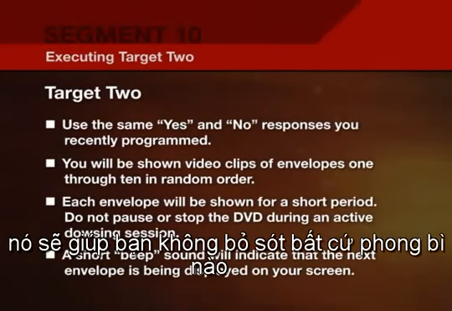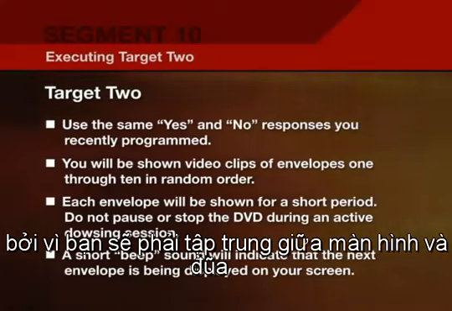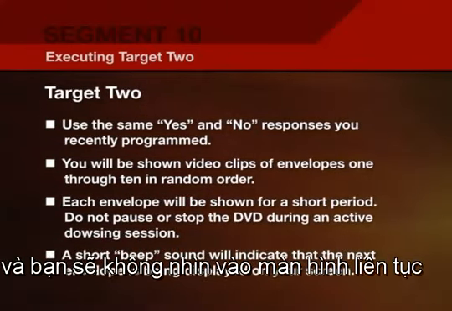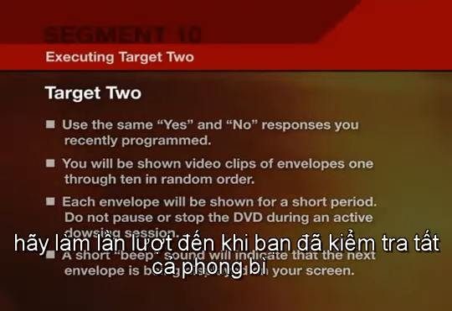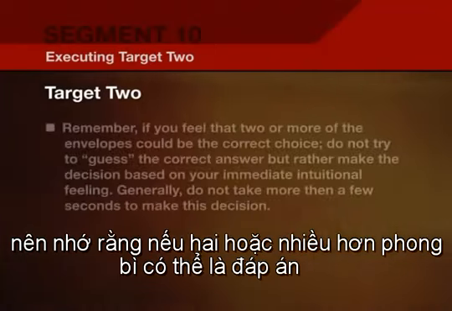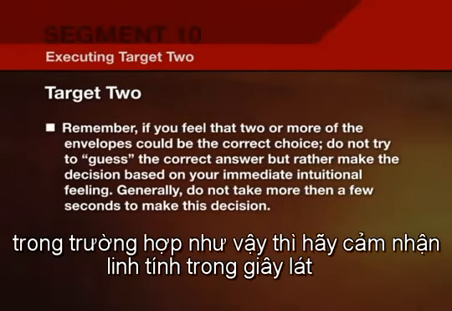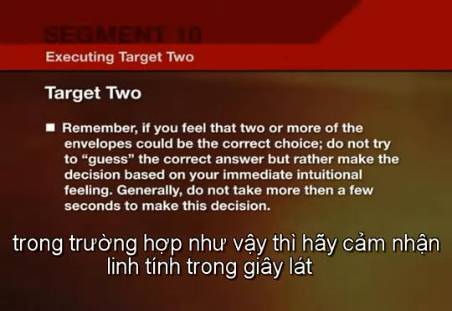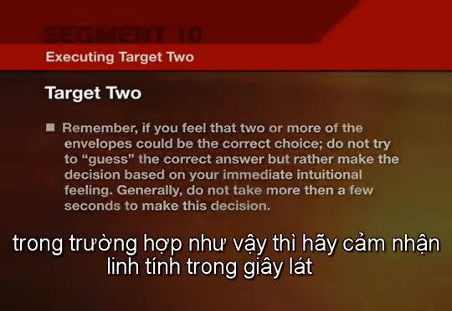This is to ensure that you won't miss any video clips, since your attention will be divided between the video and your L rods, and you won't always be looking at the screen. Repeat the dowsing process until each envelope is viewed. Remember, if you feel that 2 or more of the envelopes could be the correct choice, do not try to guess the correct answer, but rather make the decision based on your immediate intuitional feeling. Generally, do not take more than a few seconds to make this decision.